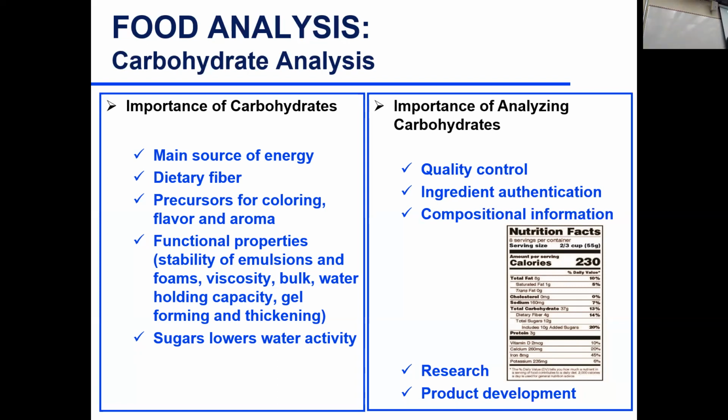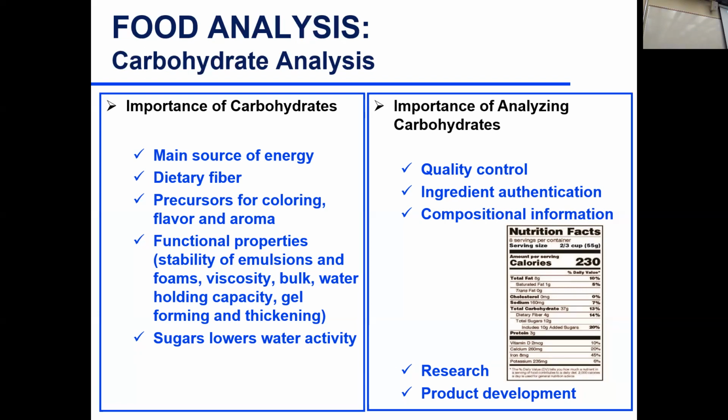So we have quality control, which is always determining changes in quality based on changes in composition. Ingredient authentication: different ingredients or different food products have specific concentrations of dietary fiber or starch or resistant starch, etc.